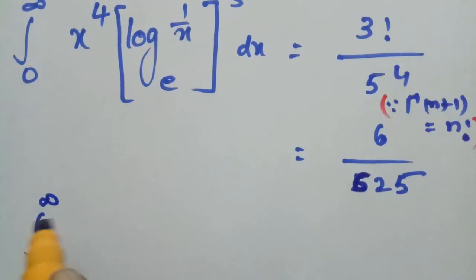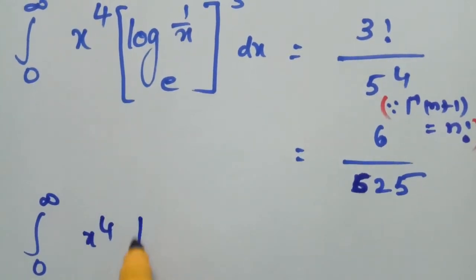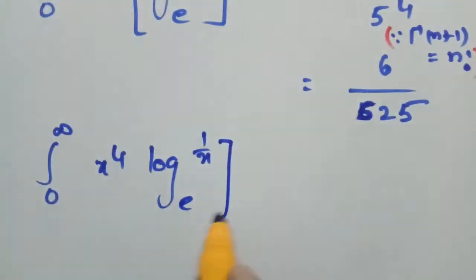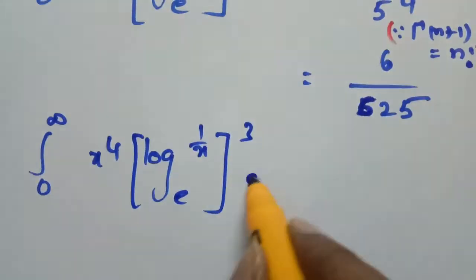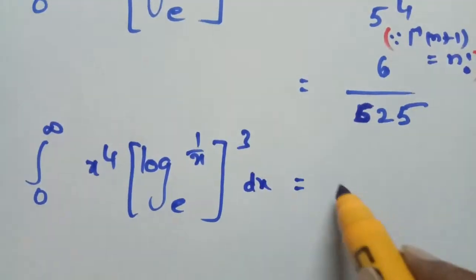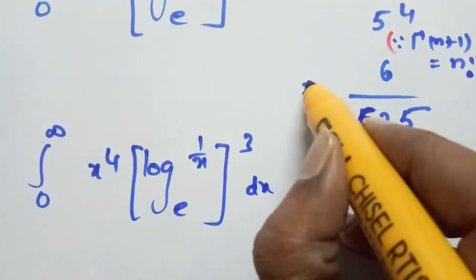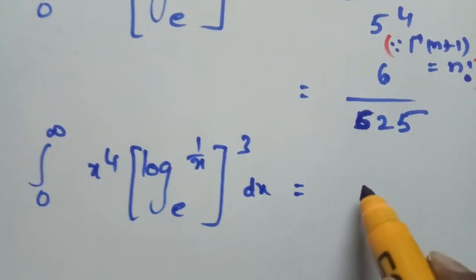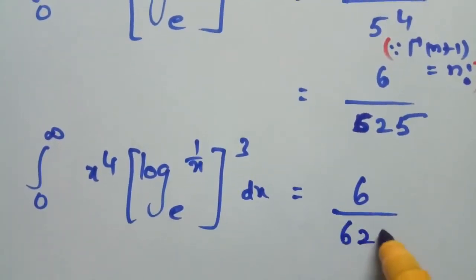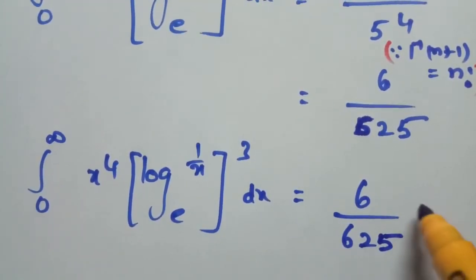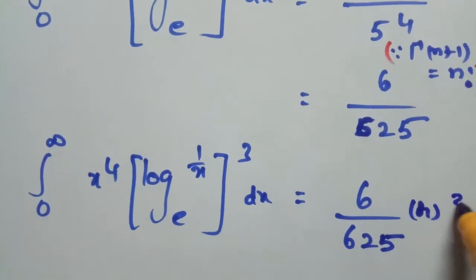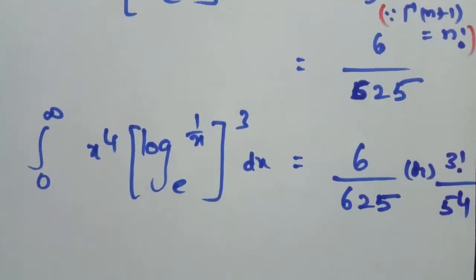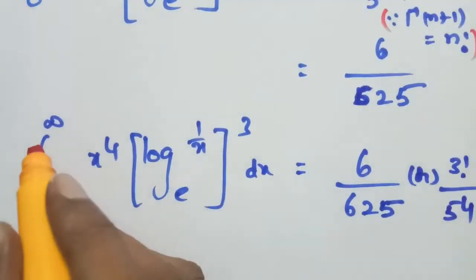Integral 0 to infinity x power 4 log of 1 by x to the base e whole cube dx is equal to 3 factorial by 5 to the power of 4, or 6 by 625. This is our required answer.